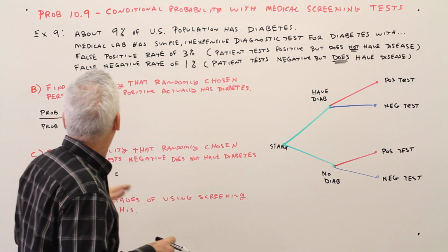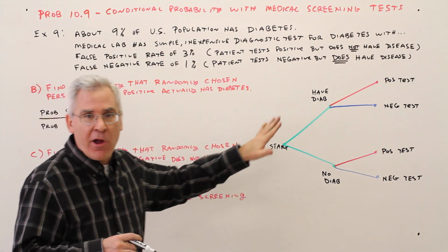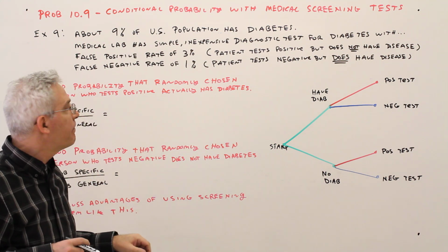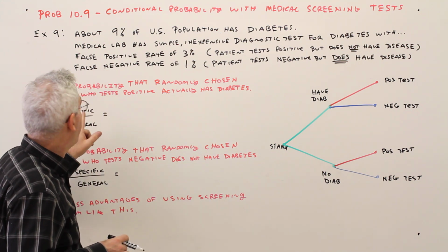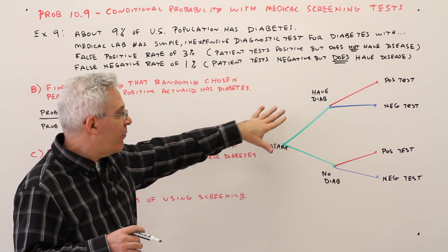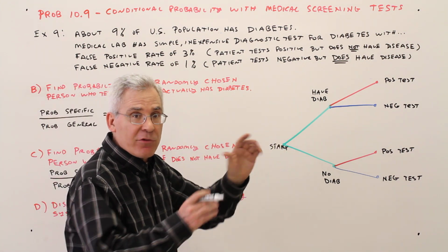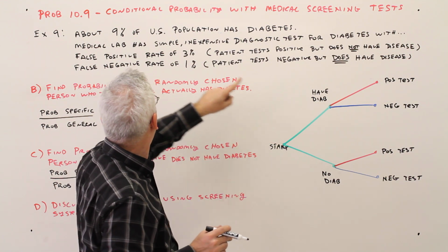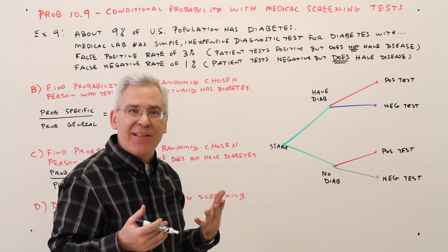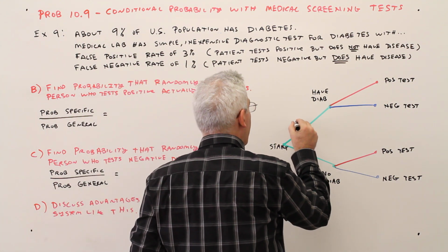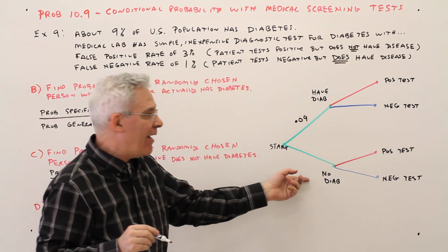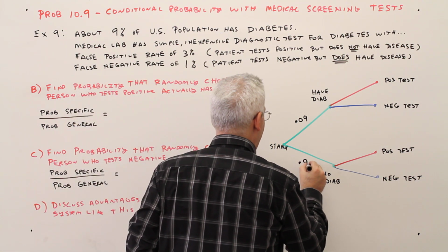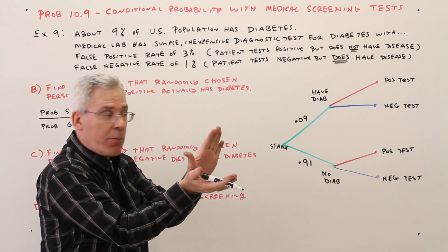Okay, so here's part A, to draw a tree diagram. Then we've got parts B, C, and D. All right, so part A, the tree diagram, I'll do that right here. Let's fill out the branches. Again, from each starting node, it should sum to 1. So having diabetes, 9%. Let's make this a decimal, 0.09. Not having diabetes, well, that would be 1 minus that, so 0.91. Again, those two sum to 1.